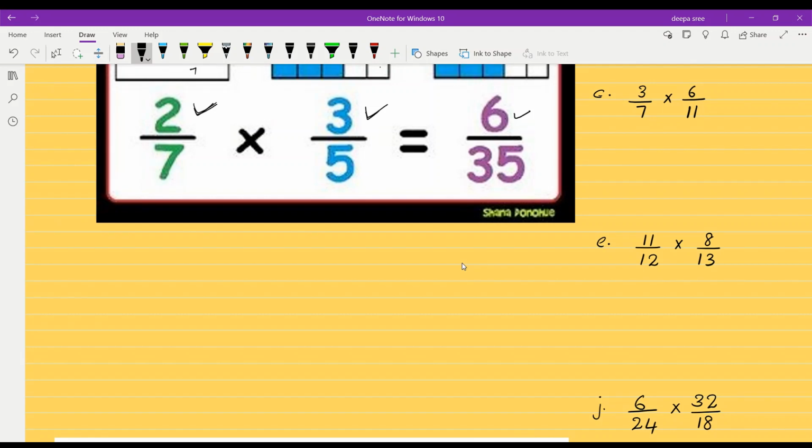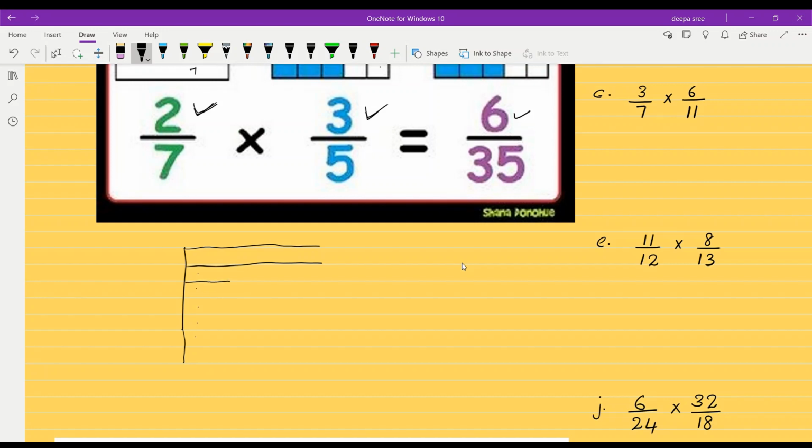So here, a rectangular sheet, a rectangular part is there. That part is divided into 7 equal parts: 1, 2, 3, 4, 5, 6, 7 equal parts. So these are 7 equal parts. And out of that, I will divide it into 7 equal parts.